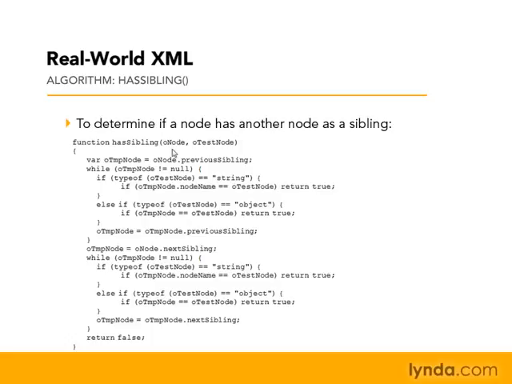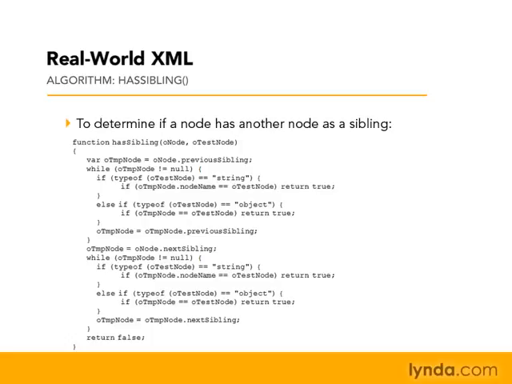So hasSibling takes two arguments, oNode and oTestNode. oNode is the one that we're interested in testing against. And oTestNode is either going to be a string, which indicates a type of node that we're interested in finding, or it could be an object, which indicates a specific instance of a node that we're looking for.